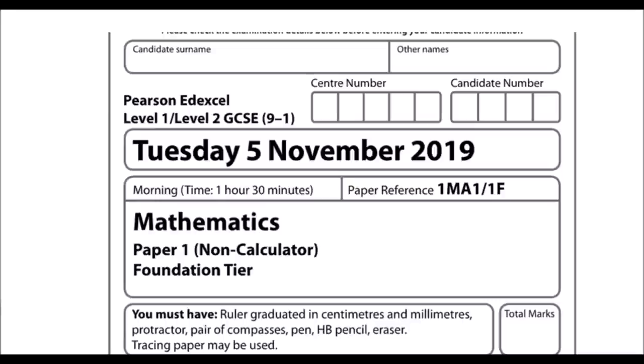This is the Edexcel Foundation Tier, Paper 1, Non-Calculator, from November 2019.